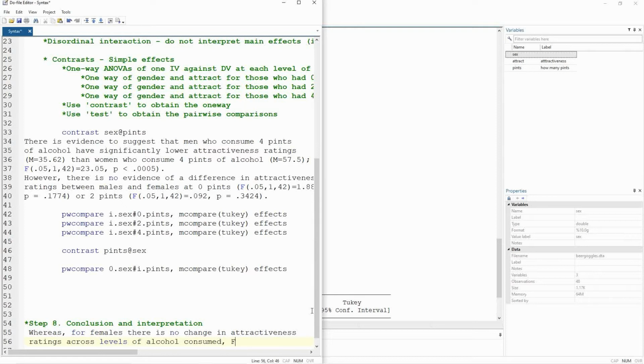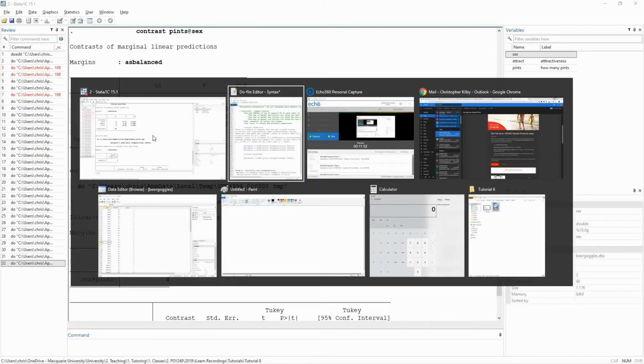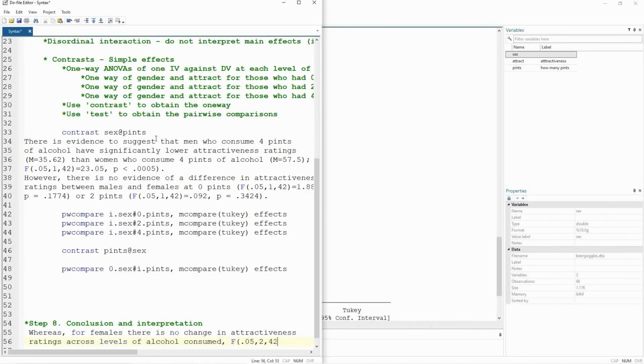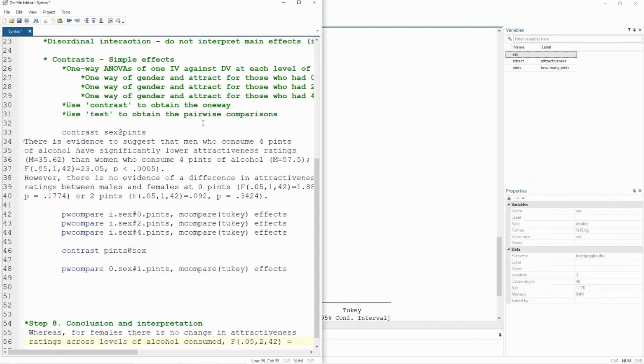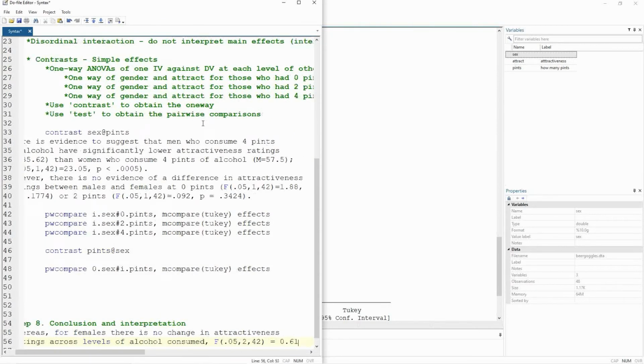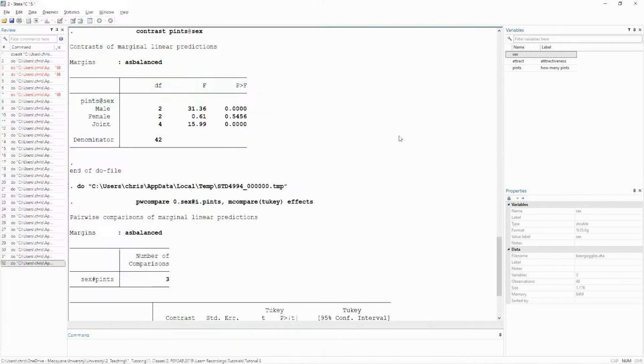And here I put in my F of 0.05 on 2 and 42 degrees of freedom equals, and my F for females was 0.61, and my p-value was 0.5456.